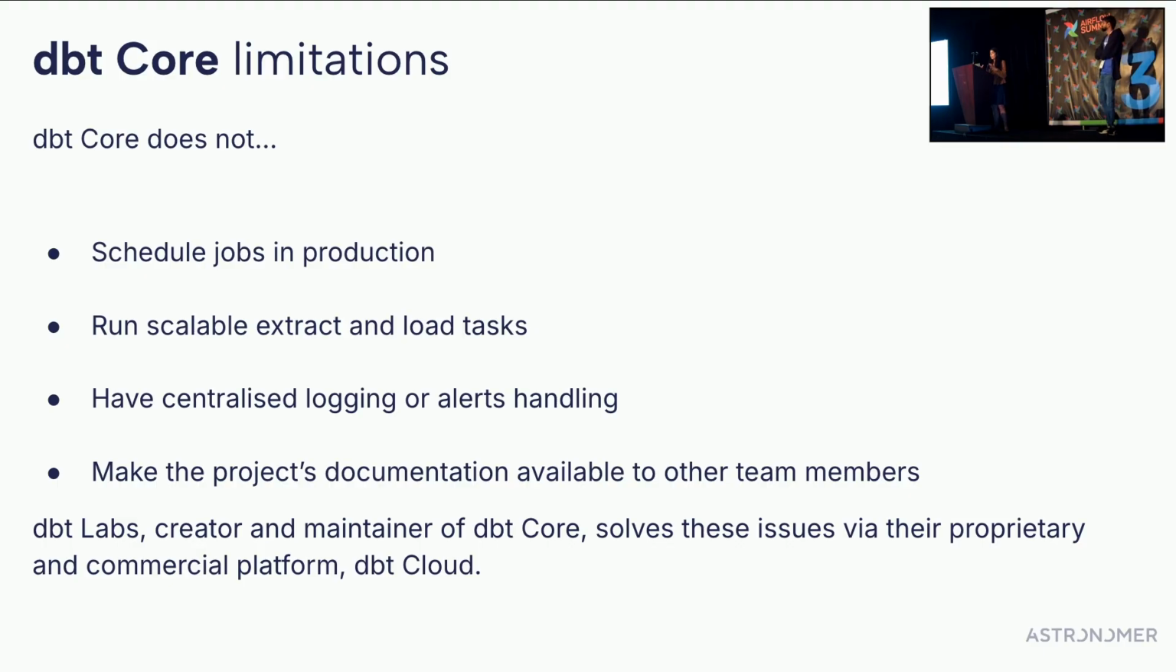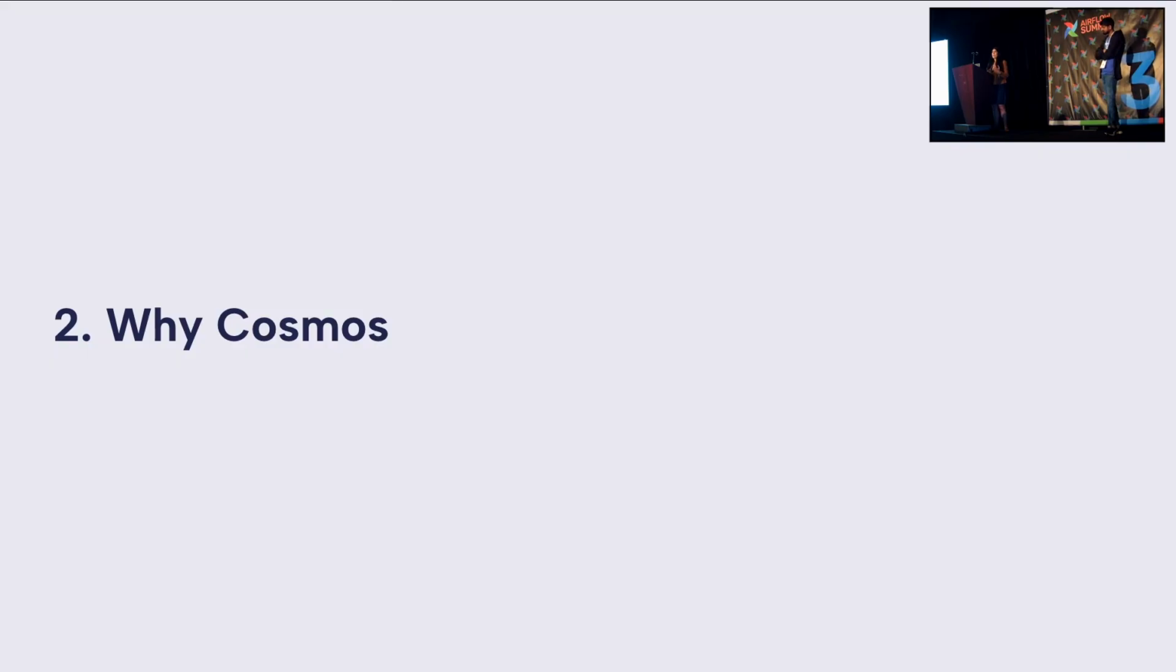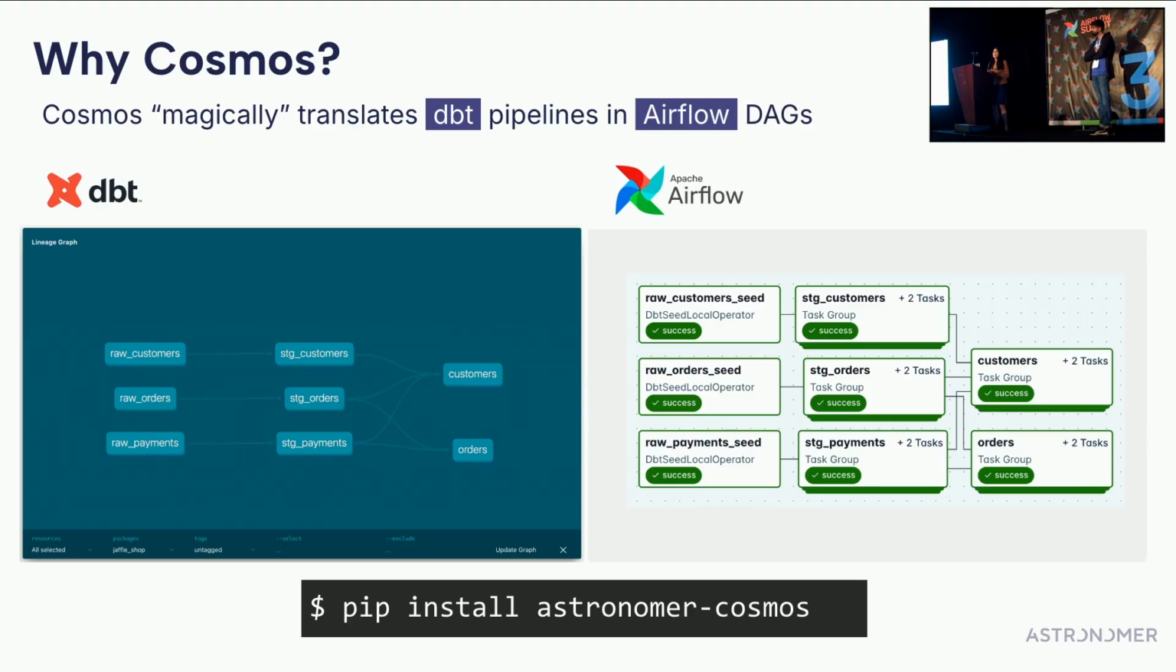And all these problems, the creator of dbt-core tries to solve with their project called dbt Cloud, which is a proprietary platform. But many people want to remain using an open source tool to be able to accomplish all those things. And that's where Cosmos comes into play. Cosmos is an open source project created by Astronomer, which aims to be the solution for people to run and orchestrate dbt pipelines in Airflow.